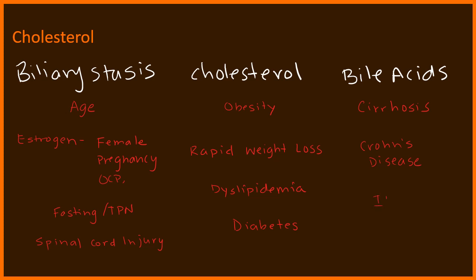And this is particularly when it involves the ileum. So Crohn's disease, ileal resection, and any other diseases associated with the ileum will increase the risk of gallstones. And the reason is because the ileum is where reabsorption of the bile acids occurs. So if you don't have that reabsorption, that'll decrease the amount of bile acids and increase your risk of having gallstones.